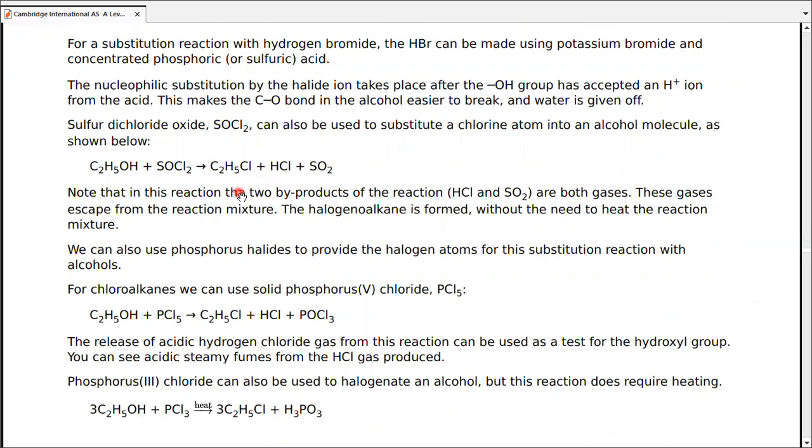Now, this also breaks the C-O bond, the entire OH part is given out, and then the C2H5 is connected to a halogen. Notice that in this reaction, the two byproducts, HCl and SO2, are both gases. These gases escape from the reaction mixture. The halogen alkane is formed without the need to heat the reaction mixture. All right. So this is somewhat an easier way of forming it.